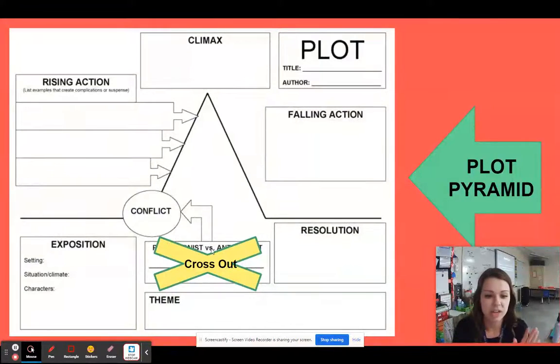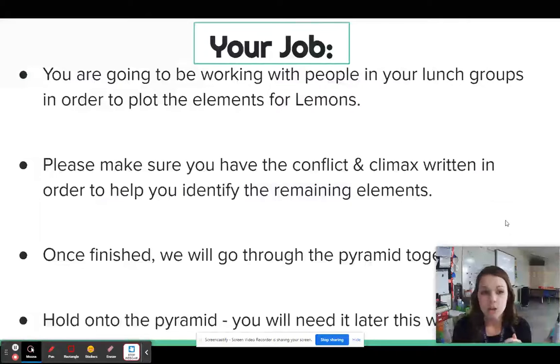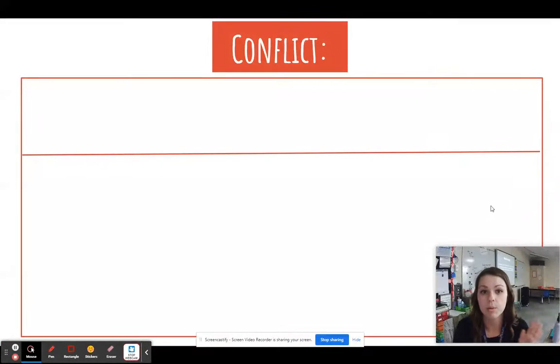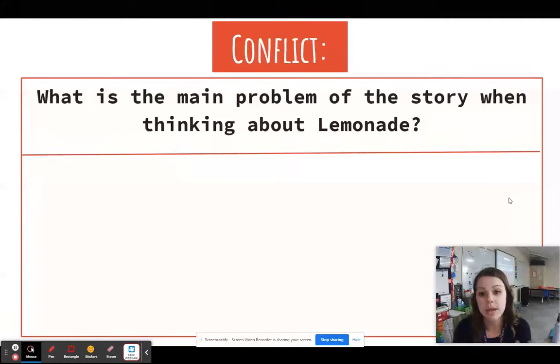Under here, it just says protagonist versus antagonist. Skip it. We're not going to talk about that right now. Your job is going to be filling this out. Again, that's the teacher version. But when we talk about conflict, what is the main problem of the story when thinking about Lemons?